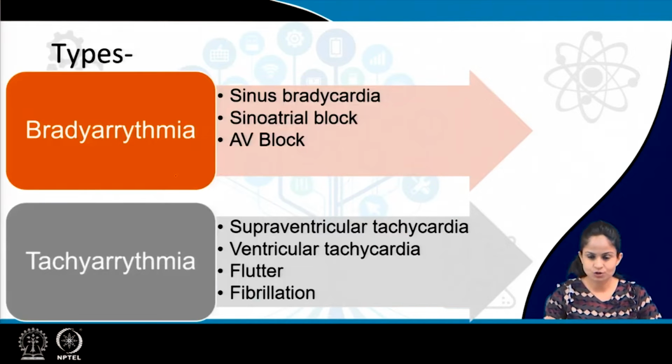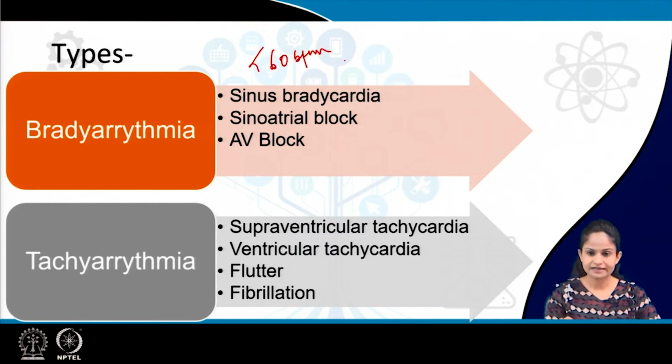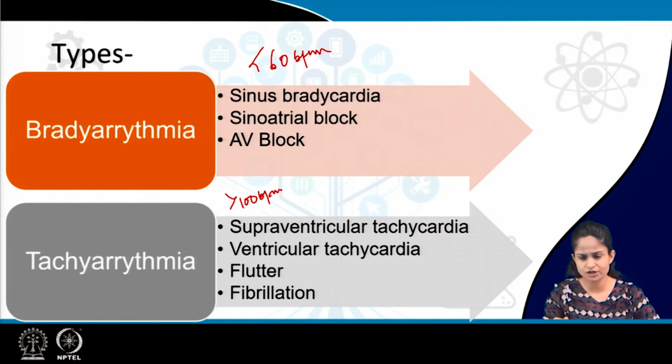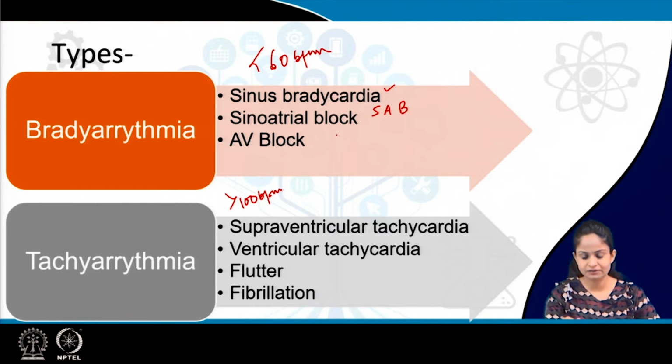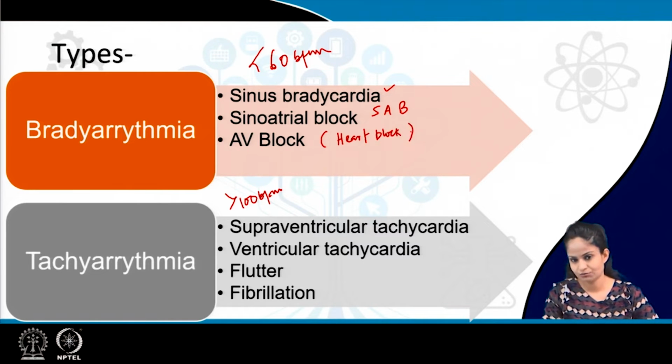Now what are the types of cardiac arrhythmias? As I told you, bradyarrhythmias means the beating is less than 60 beats per minute. Tachyarrhythmias means it is more than 100 beats per minute. In general, under bradycardia there is sinus bradycardia, there is sinoatrial block, and there is AV block, which in layman's terms we call heart block. So there is AV nodal block, or atrioventricular block, or heart block. Different types of blocks are present, and we will discuss that.